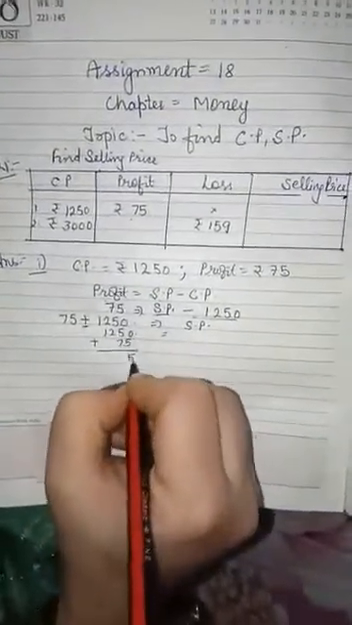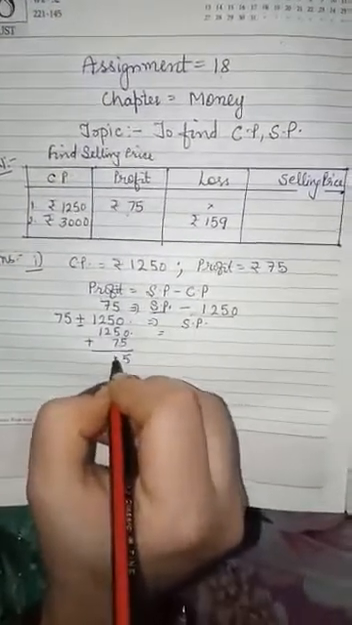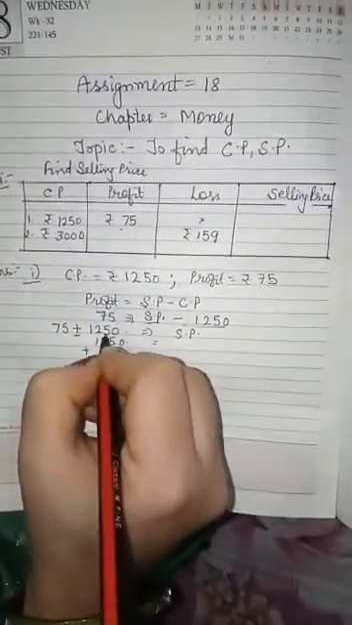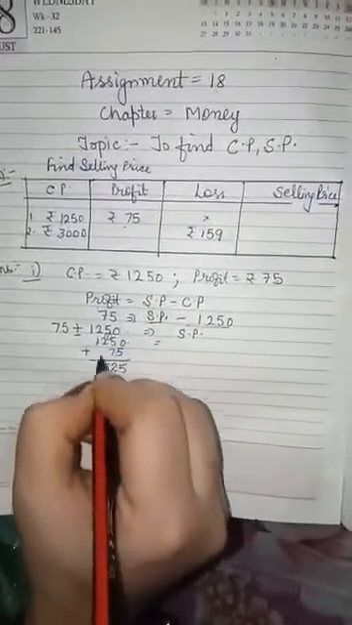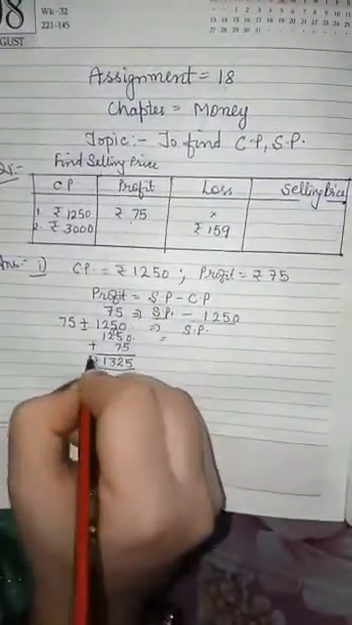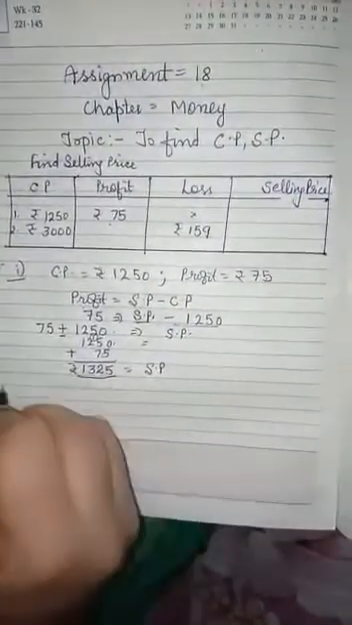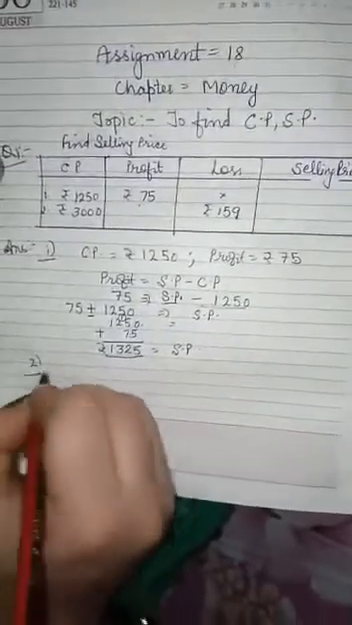0 plus 5, 5. 7 plus 5 is 12. 2 is here, 1 is your carry. 2 plus 1, 3. 1 is 1. This is your SP. Similarly, we will do the second part.